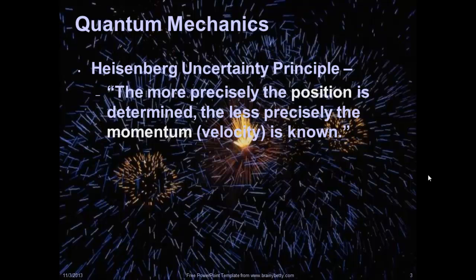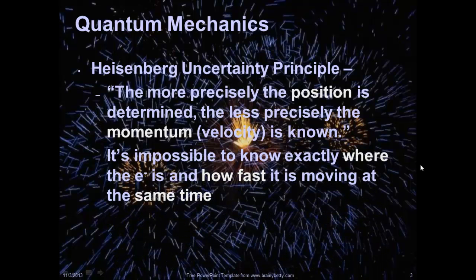But if you wanted to pinpoint the location and know exactly where the electron was, you would basically have to stop its motion. Because as long as it's moving, its location is constantly changing. So the more precisely the position is determined, the more precisely you know the location, the less precisely you know how fast it was going. If you want to pinpoint the location, you pretty much have to stop the electron. So then you wouldn't know how fast it was going.